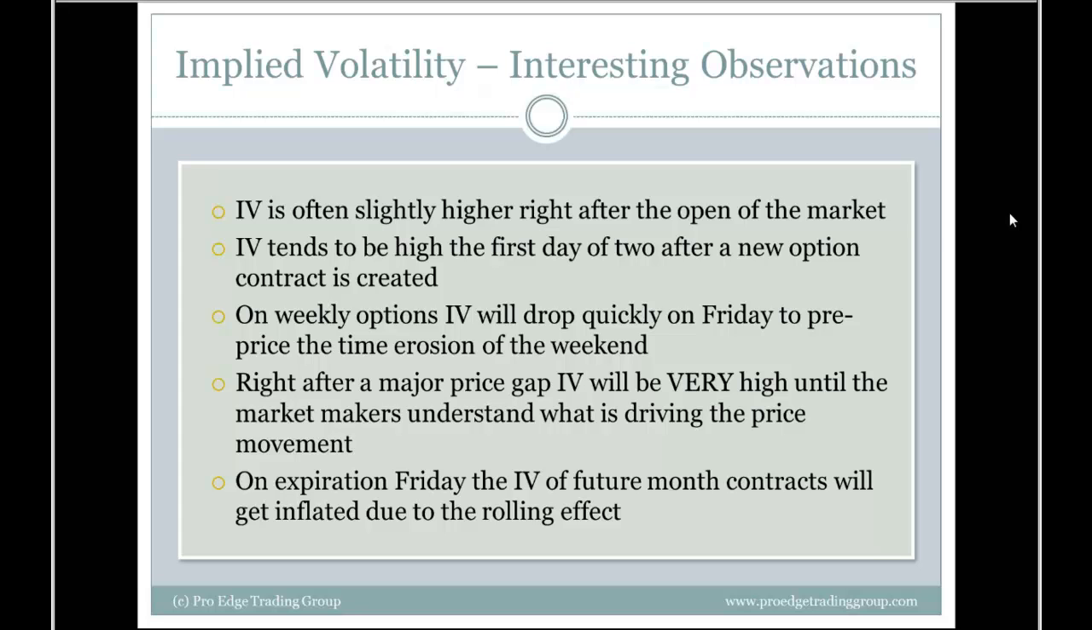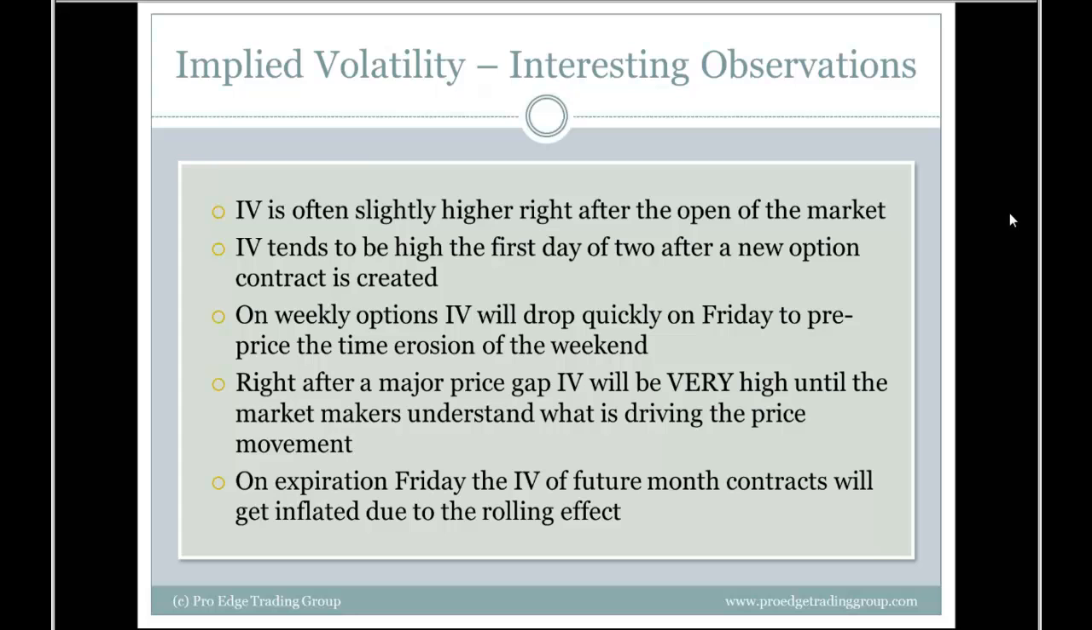Implied volatility is often slightly higher right after the open of the market. First 15, 20 minutes of the day, there's a lot of transactions going around. The people who are selling options are not necessarily going to throw out their best price of the day right in the first thing in the morning. They're going to hold back, see where things are going. They're not entirely sure where the market's going that day. They don't have a feel for it yet. So the implied volatility in the first 15, 20, 30 minutes of the day can be high.